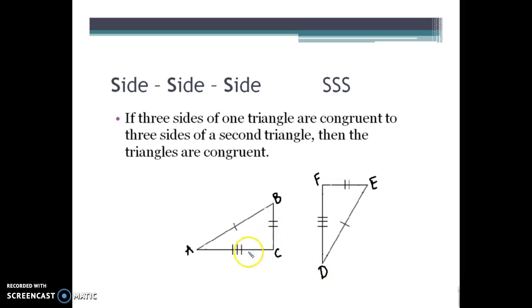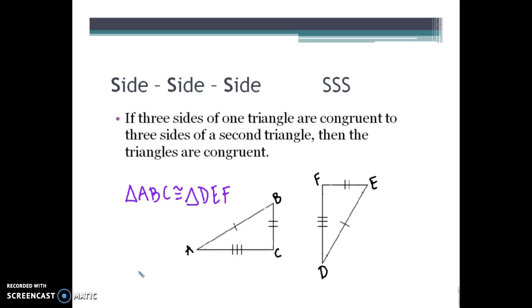So I have all three of my sides the same, so I can write my congruence statement saying that triangle ABC is congruent to triangle. Now I have to line up my letters. I see that AB is congruent to DE, so I've got to start with DE, and then I can put my F because EF is congruent to BC. So triangle ABC is congruent to triangle DEF.